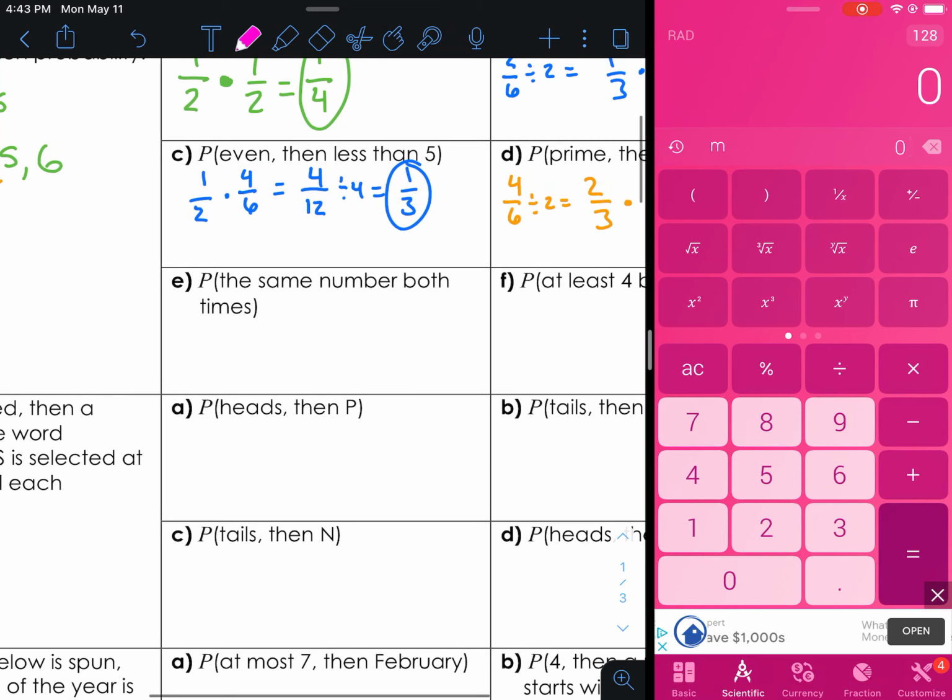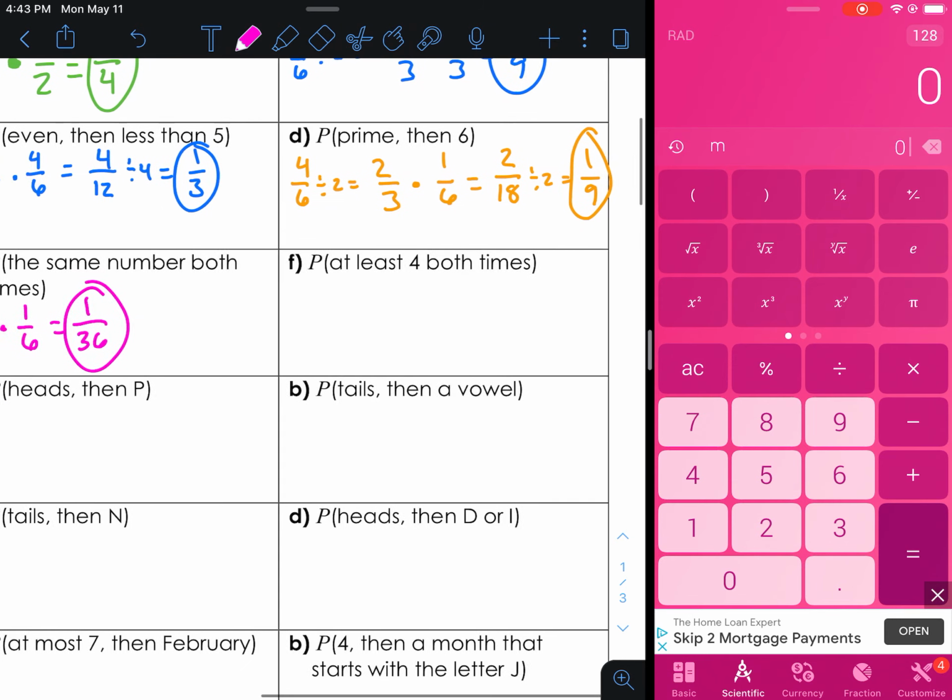All right. Our next one, letter E, it says the probability of the same number both times. Well, to get the same number both times, there's 1 in 6 chances the first time, and there's 1 in 6 chances the second time. Getting that exact same number. So 1 out of 6 and 1 out of 6. 1 times 1 is 1, and 6 times 6 is 36. So that'd be 1 out of 36 times.